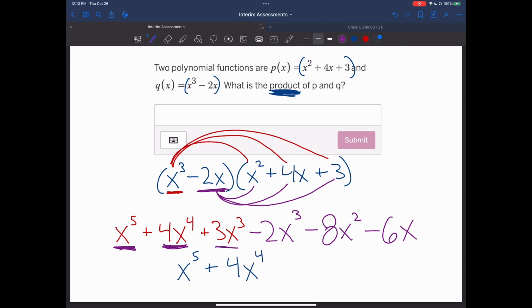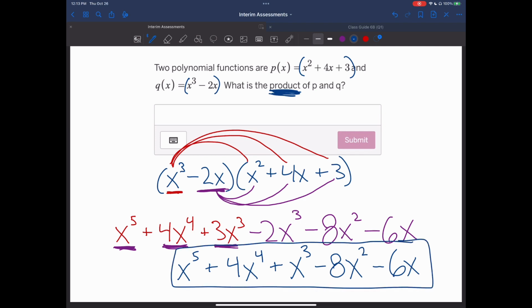Okay, next one, we have a 3x to the 3rd. We have another x to the 3rd term right here, so we can combine those. 3x to the 3rd minus 2x to the 3rd would leave us with just 1x to the 3rd positive. So I'm going to put plus 1x to the 3rd. I leave off the 1. Okay, on to the next one. We've got a negative 8x squared and then a minus 6x. There's no other like terms to combine, so I'm just going to bring those down. And that would be it. Can't simplify it any further.